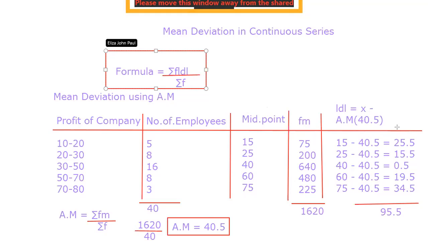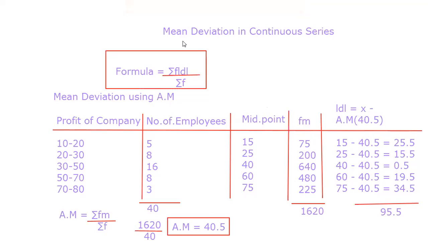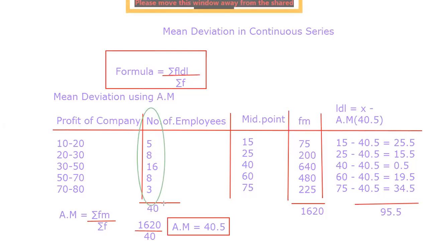Then further we need to do another process. We need to multiply our frequency with the deviation. Then only can we get sigma f deviation. Totaling the sum of all those values, we call it sigma deviation, then divided by sigma f, and we can identify the mean deviation. Anyhow, this sigma deviation is not compulsory, because it is not required in our formula. But if you want, you can find it.